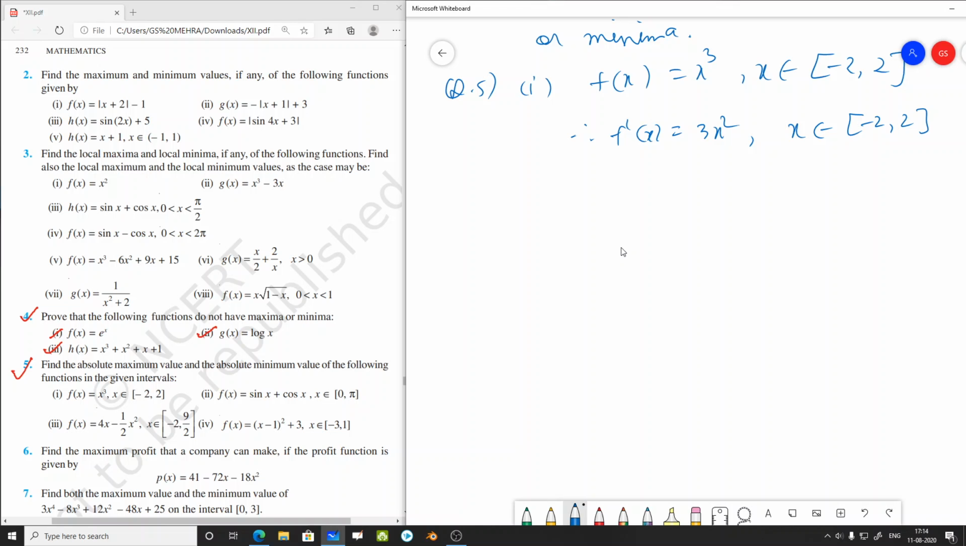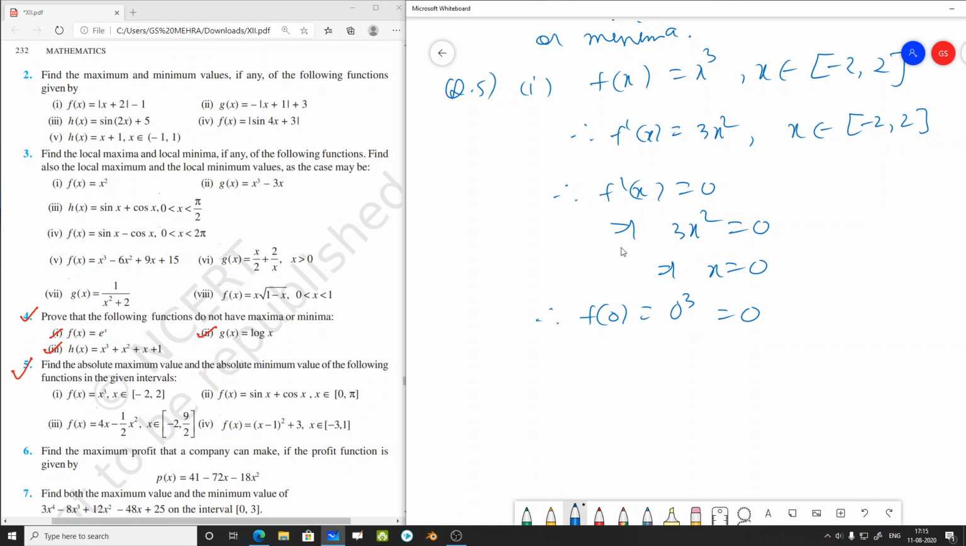Now next we will put f dash x equal to 0. Therefore f dash x equal to 0 implies 3x square equal to 0. So this implies x equal to 0. So x equal to 0 is a point of local maxima or minima. We do not know what it is, but it is either a point of local maxima or local minima. So let us find the value of f(0). Therefore f(0) equal to 0 cube, that is 0.